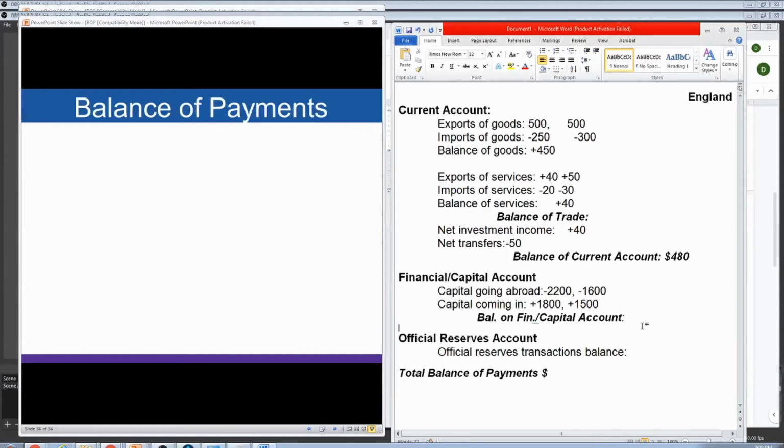Now, if I take the balance on this, all right, I like just to do canceling each other out. If I take the 2,200 and the 1,800, I have a negative 400. Okay, then I have the negative 1,600 minus the 1,500 gives me a negative 100. So the 400 and the 100 gives me a negative 500. Okay, so I have a positive 480 and I have a negative 500, which means I'm going to have to add $20 of money coming in. Okay, so we need a plus 20.